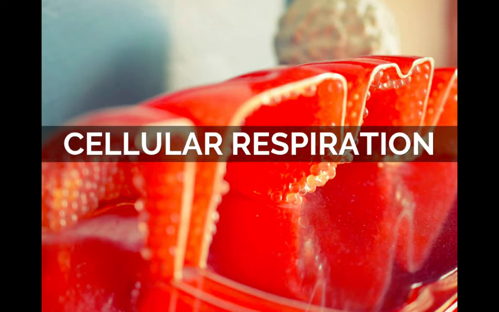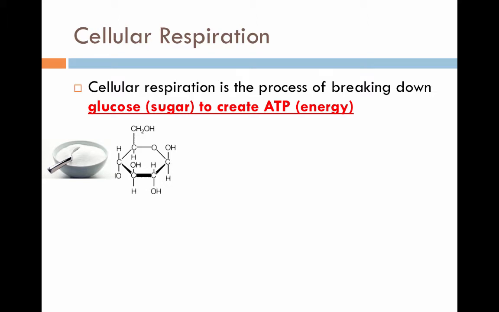This video will explain two chemical reactions that happen in cells. First up is cellular respiration. Cellular respiration is the process of breaking down glucose, or commonly known sugar, to create ATP, which you guys now know is energy. So here's table sugar.